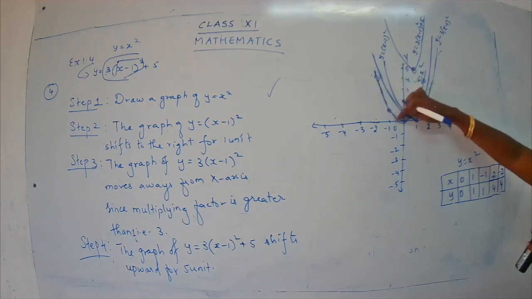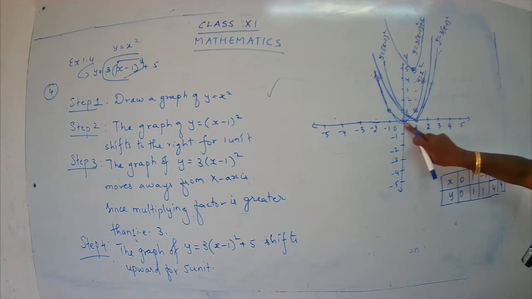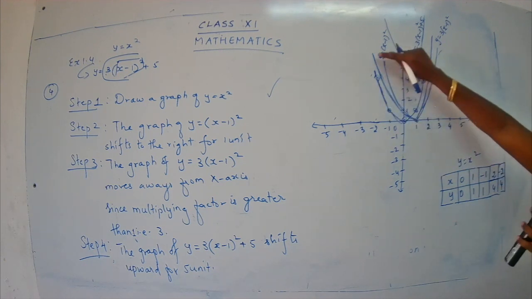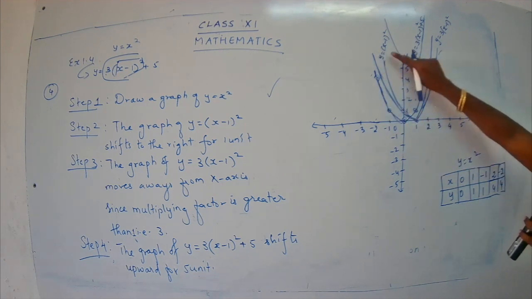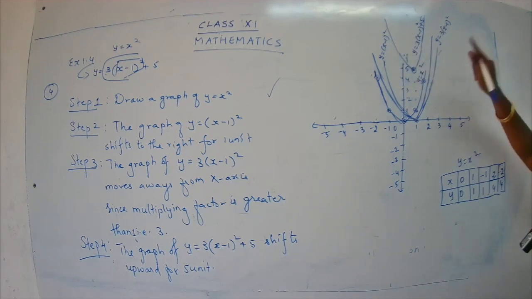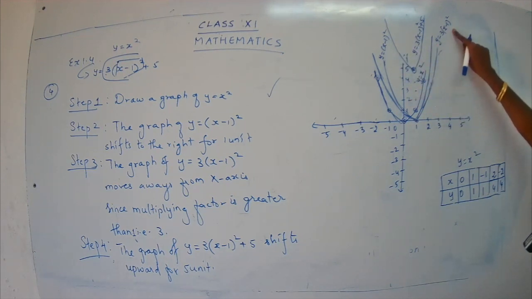See, so don't get confused. Y is equal to x square graph, it starts from the origin. The first graph. The second thing was for x minus 1 the whole square, and the third one was for 3x minus 1 the whole square, and the final one is for 3x minus 1 the whole square plus 5.